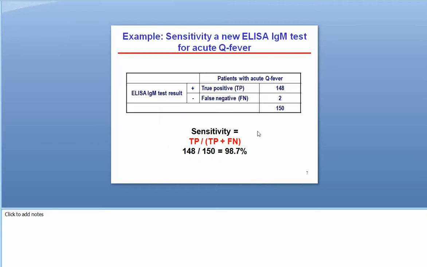Now, here's an example. True positives were 148. There were altogether 150 patients with acute Q fever. And then, of course, the sensitivity works out to be 148 over 150, 98.7%. Pretty high, pretty good, right? So, I'll just give you a minute to understand this.